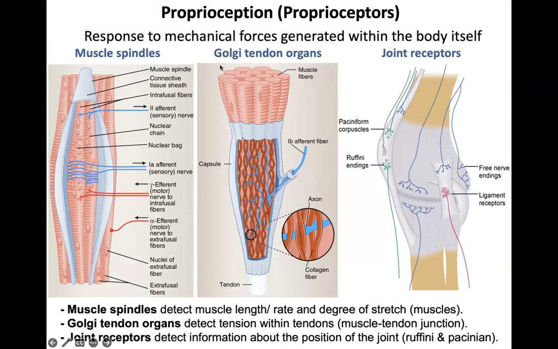Okay. You also have the Golgi tendon organ, which detects the tension in the muscle-tendon junctions. And joint receptors are composed of different types of receptors, and again they detect information about pressure when you press onto the joint, the position of the joint, and they include pain receptors as well.